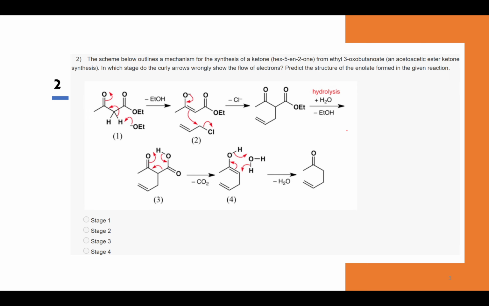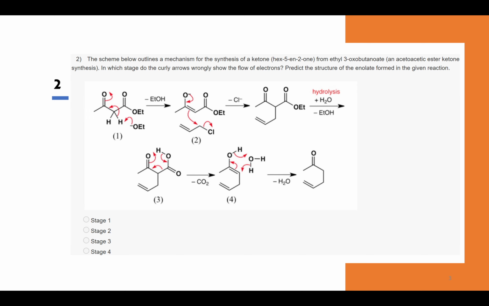Question number 2 is, the scheme given below outlines a mechanism for the synthesis of a ketone from ethyl 3-oxobutanoate, the acetoacetate ester ketone synthesis. In which stage do the curly arrows wrongly show the flow of reaction electrons? Predict the structure of enolate formed in the following reaction. Now here, as you can see, the mechanism is given with arrow pushing mechanism, right?